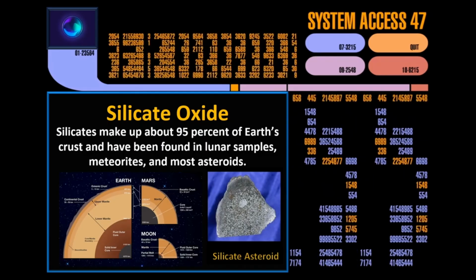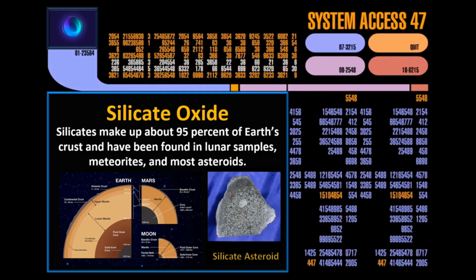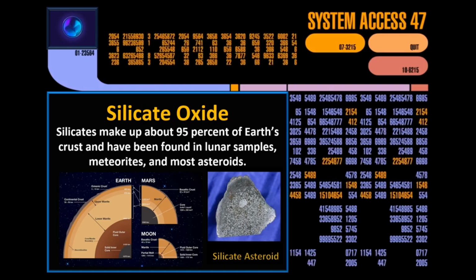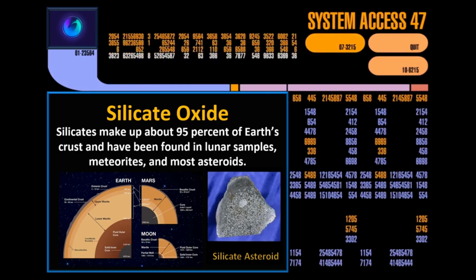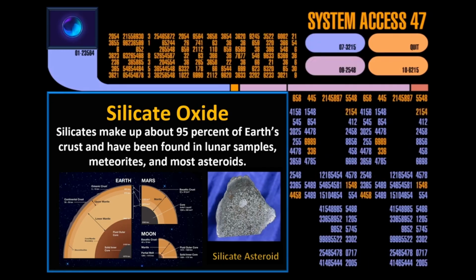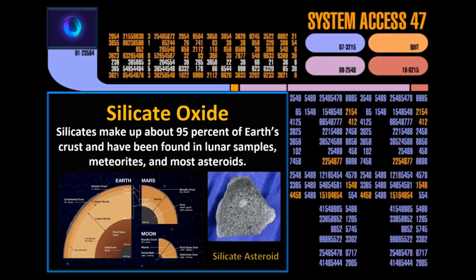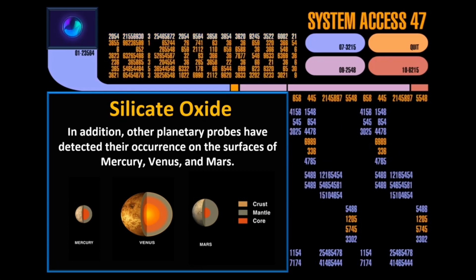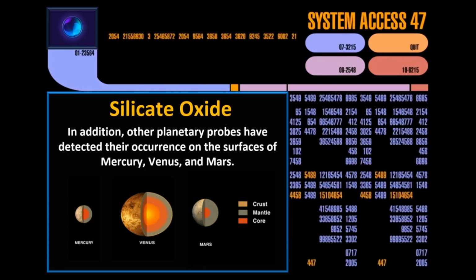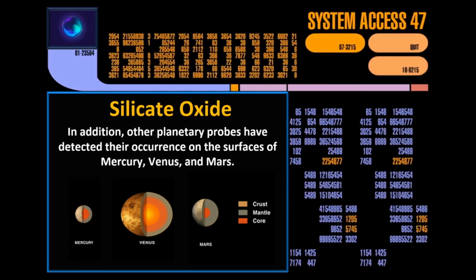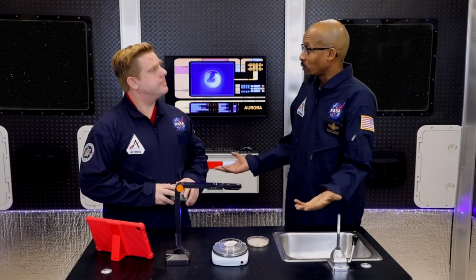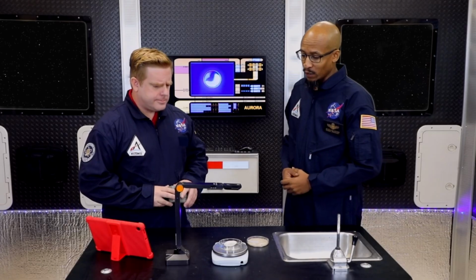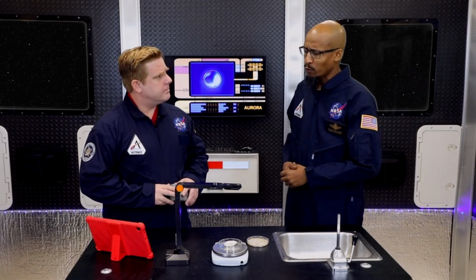Silicate minerals are widely distributed throughout much of the solar system. Silicates make up about 95% of Earth's crust and have been found in lunar samples, meteorites, and most asteroids. In addition, other planetary probes have detected their occurrence on the surfaces of Mercury, Venus, and Mars. Well, then this confirms what most of us already believed in the scientific community about our samples from Io.